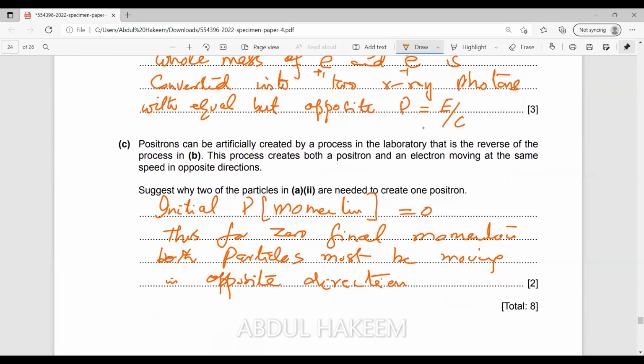And the next: a positron can be artificially created by a process in the lab. That is the reverse of the process. This process creates both the positron and electron moving at the same speed in the opposite direction. Suggest why two particles are needed to create one positron. Initially, momentum is zero. For zero final momentum, both particles must move in the opposite direction.